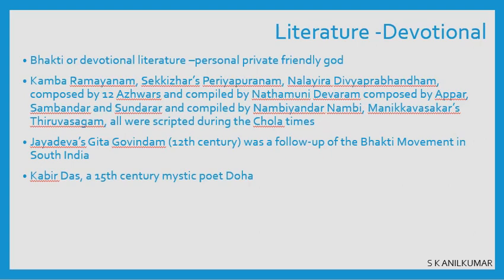There were 12 Alvars. Alvars were followers of Vishnu, Vaishnavites. And then we had Nayanmars. Nayanmars were the followers of Shiva, Saivites. Their writings were collected and given a name called Tirumarai. Then there was Nathamuni's Devaram. Then Appar, Sambandar and Sundarar were called the trio. Appar, Thirugnana Sambandar and Sundarar, the trio. And then Nambiandar Nambi combined it into Tirumarai.